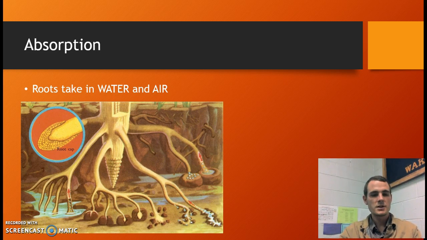Absorption. Absorption is a process that takes place in the roots, and those roots take up, or they absorb, water and air. And you can see in this image right here how the root cap and the root hairs are responsible for this process.